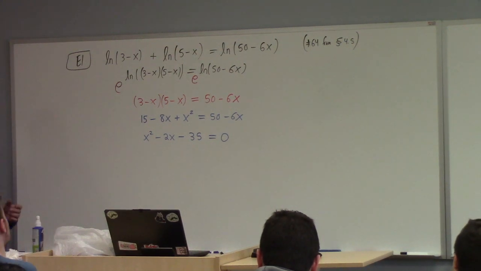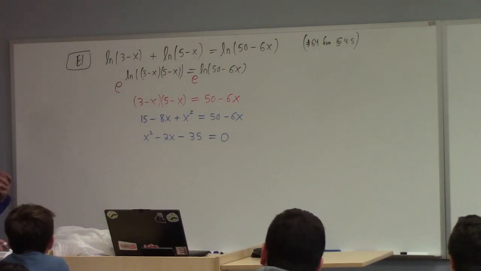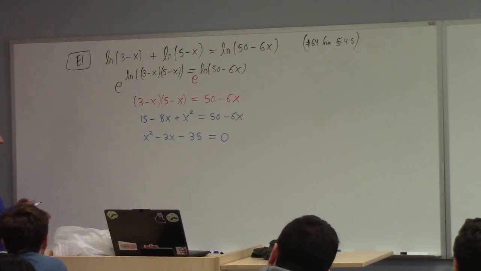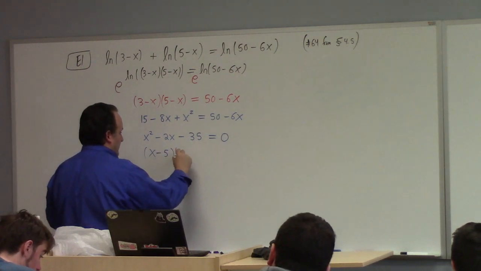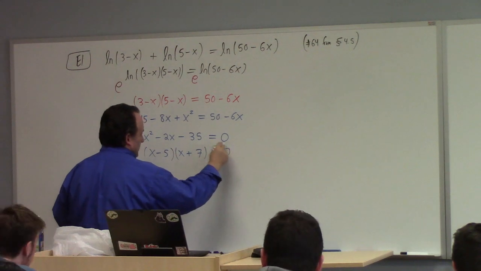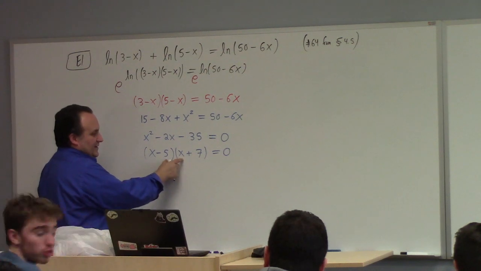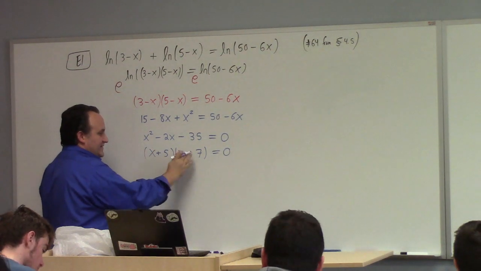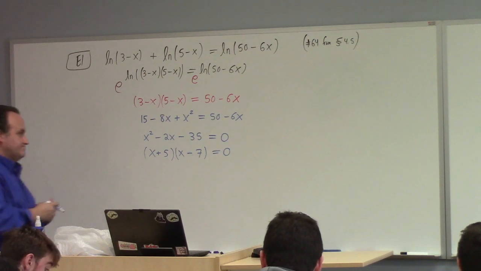Are we all on the same page there? If we bring everything to one side, we get minus 8 plus 6, which is minus 2, and 15 minus 50, which is minus 35. I left out the x squared. Now, it factors: x plus 5, x minus 7. Oh, no, x minus 5, x plus 7? Now, what do you guys think? No, x minus 7. So this doesn't work, because this gives me a minus 5 and a plus 7, which gives me plus 2 here. So we need the plus on the 5 and the minus on the 7, right?